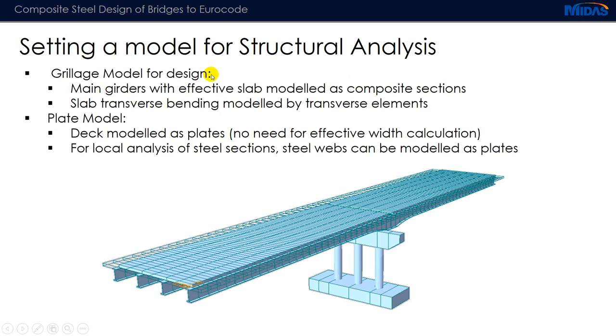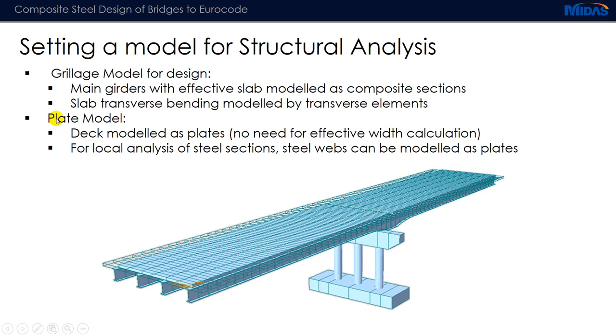Number one is a grillage model, where the main girders, the main I-girders, as you can see here, are represented by longitudinal line elements assigned with composite section properties. The composite section properties will include the effective slab width plus the I-girder for that particular section. Then the slab transverse bending will be modeled as transverse elements in the grillage.